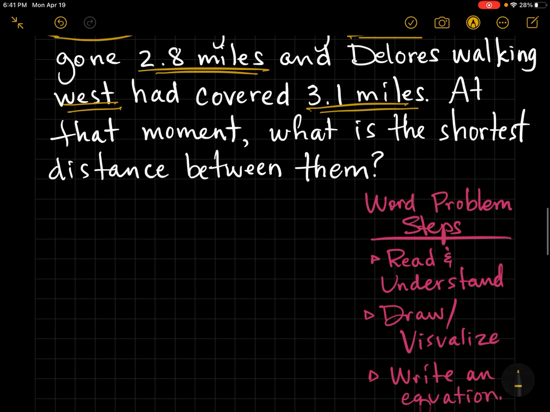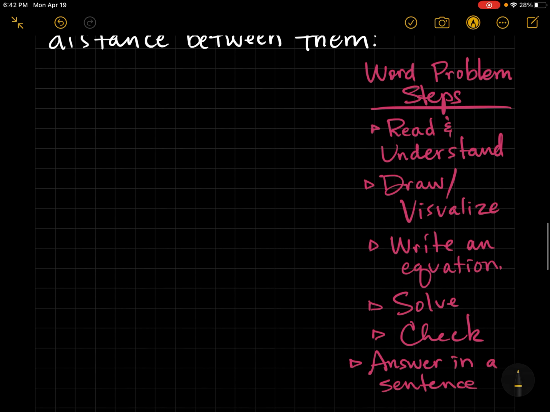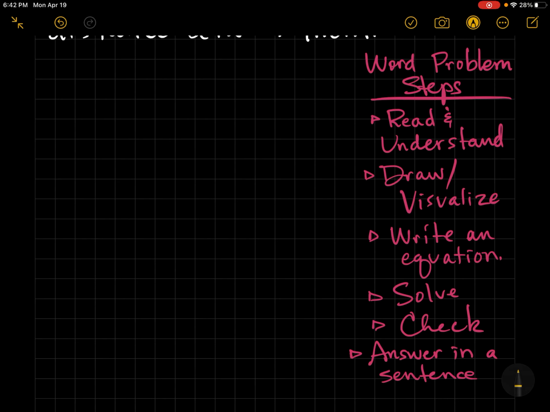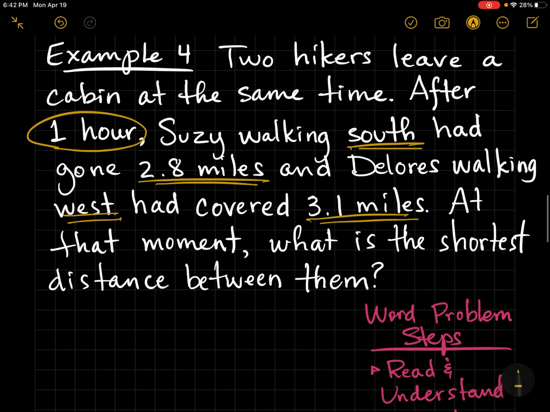So for word problems, you always want to read and make sure you understand what's going on. Then try to draw and visualize the problem. Next, you want to try to write an equation, solve, check, and always answer in a sentence. I always have students say, do I have to put it in a sentence, Ms. Adams? Well, the sentence shows context and understanding. So sometimes if you just give a number, oh, the answer is 5. 5 what? 5 where? What does this 5 even pertain to? So you want to give it context.